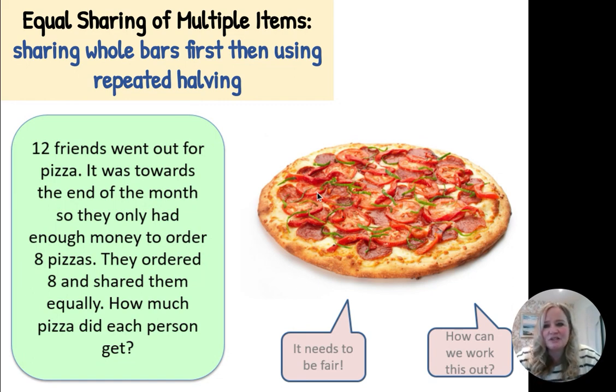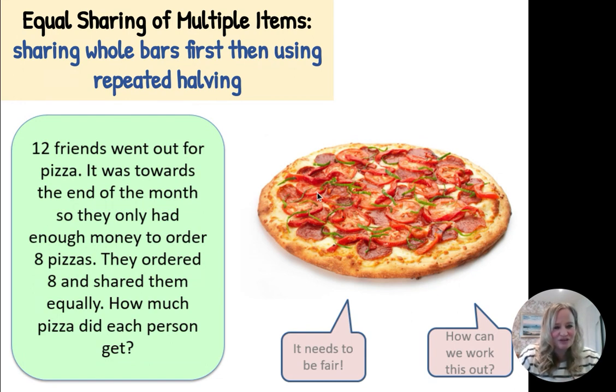So 12 friends went out for pizza. It was towards the end of the month. We all know this feeling. And they only had enough money to order 8 pizzas. So they ordered 8, shared them equally. How much pizza did each person get? Now it needs to be fair. How can we work this out?